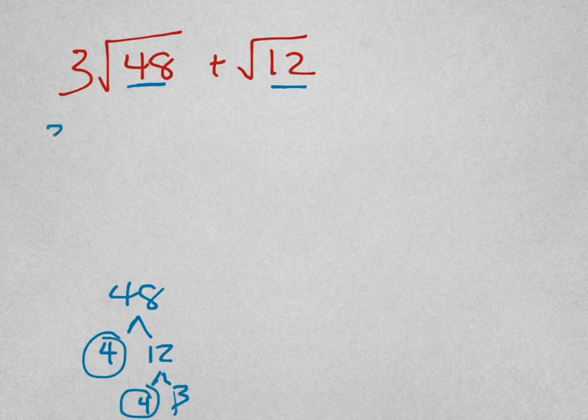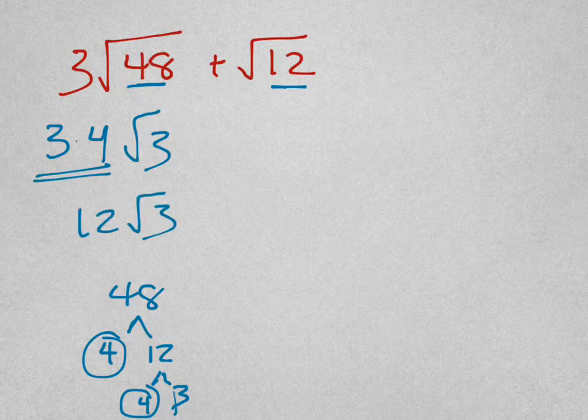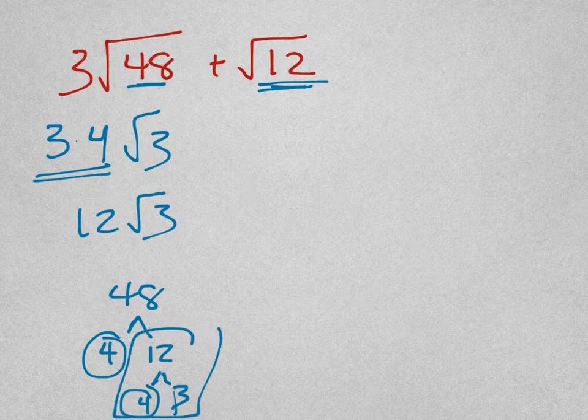So what happens? A 4 comes out and the 3 stays in. These things multiply, so that's 12 root 3. This one right here, that's just 12, so what comes out? It's 4 times 3, so what's the square root of 4? 2, and a root 3 stays in.